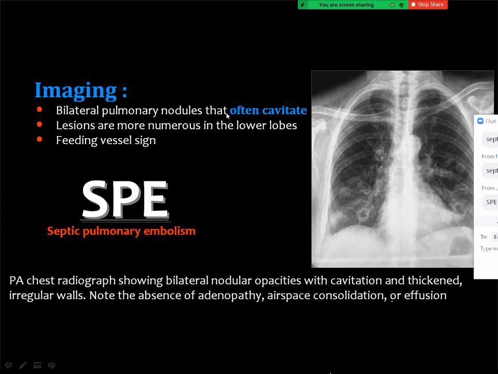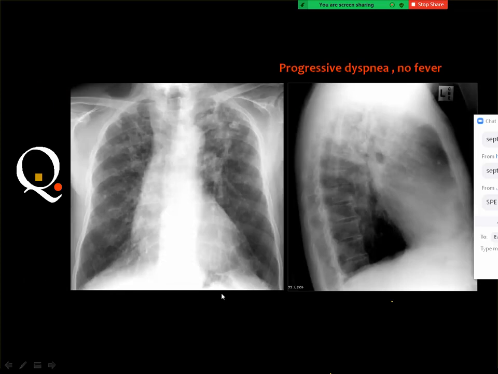Then bilateral nodules often cavitate whenever they are slightly larger, and lesions are more numerous in the lung bases, because the circulation towards the bases of the lung is of course much more than that towards the apices, and the feeding vessel sign, similar to any embolic material like metastasis or pulmonary embolism, they go through the vessels. Then we have this case with progressive dyspnea, but no fever.